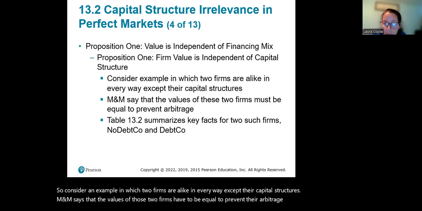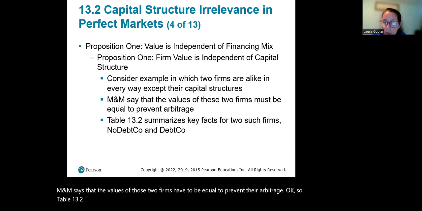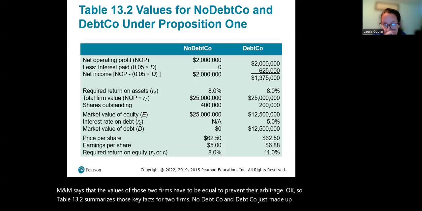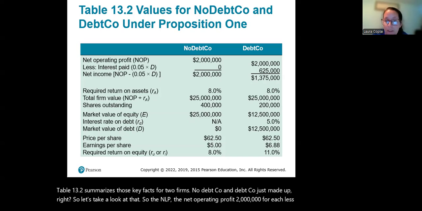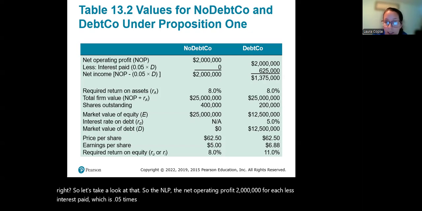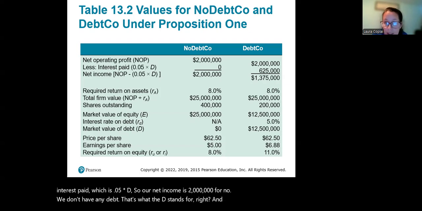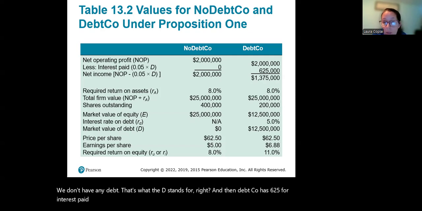Okay, so table 13.2 summarizes those key facts for two firms, No Debt Co. and Debt Co. Just made up, right? So let's take a look at that. The NOP, the net operating profit, is $2 million for each, less interest paid, which is 0.05 times D. So our net income is $2 million for No Debt. We don't have any debt. That's what the D stands for, right? And then Debt Co. has 625 for interest paid. So their net income is a little bit lower.